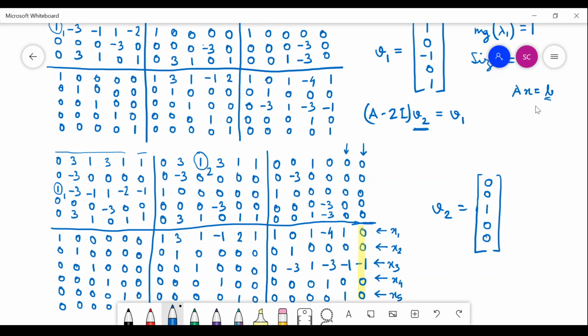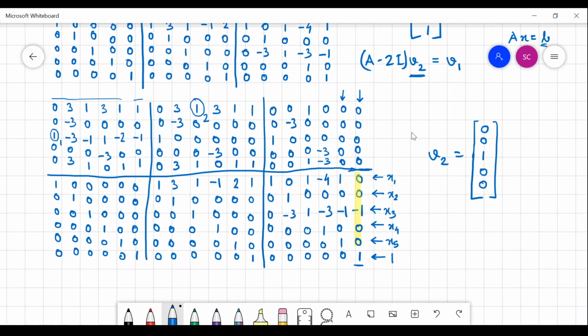But I wanted to do this exercise to make you understand how to actually solve an Ax equals b sort of problem, and how to use the column operation to solve that problem also. In general, if your v1 is not one of the columns of A minus 2I, then you have to do this exercise and find out what v2 is.